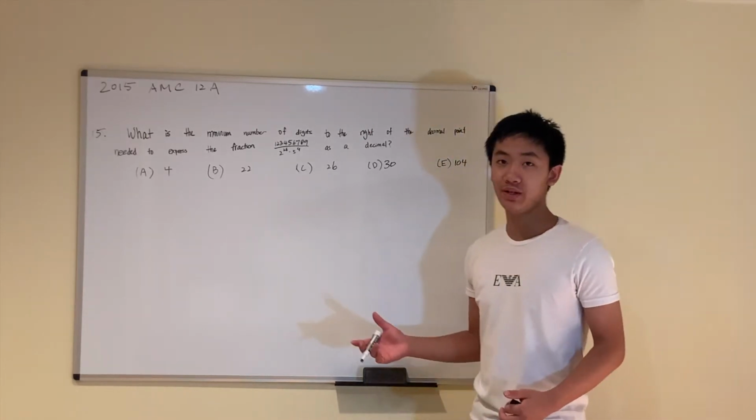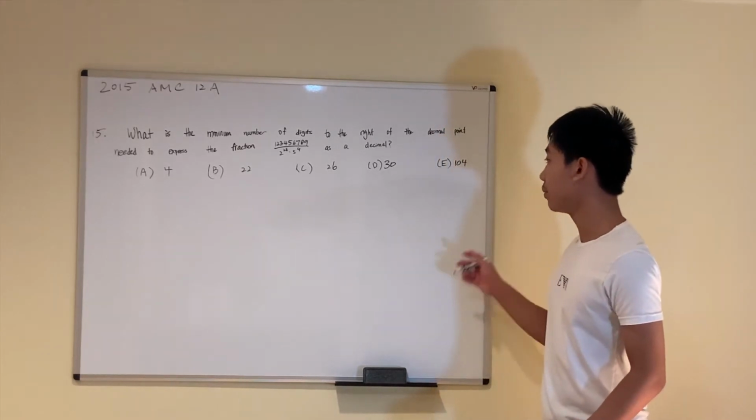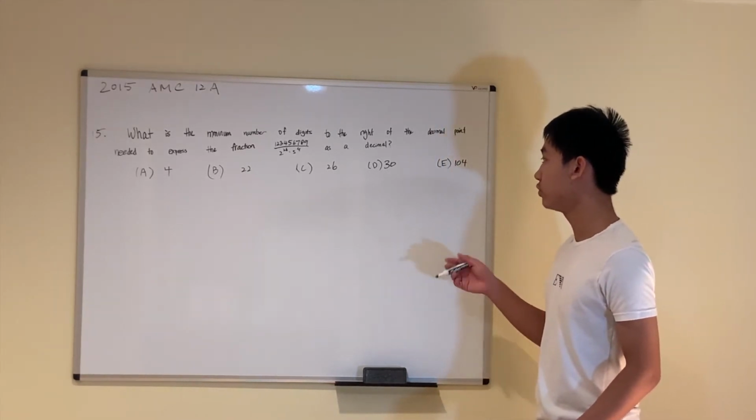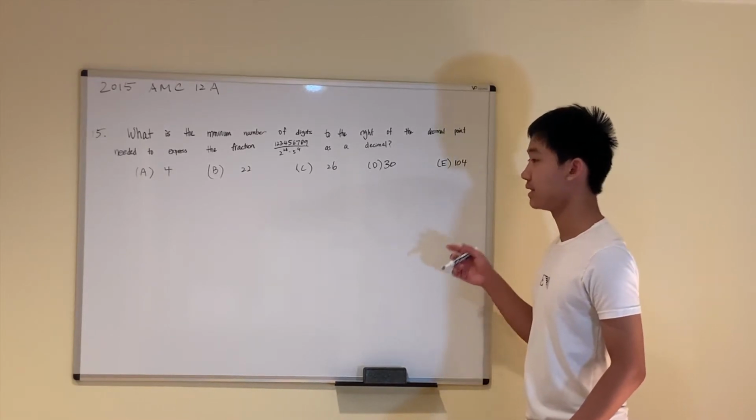So question number 15 reads, what is the minimum number of digits to the right of the decimal point needed to express the fraction 123456789 over 2 to the 26 times 5 to the 4th as a decimal?